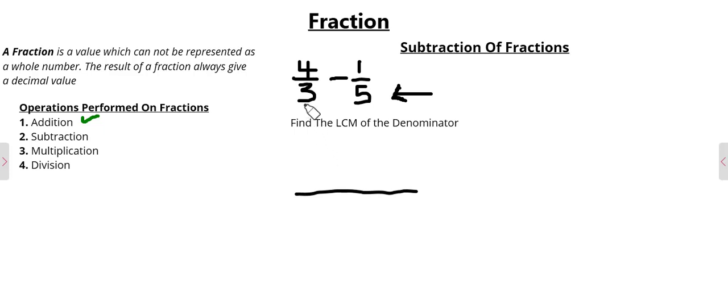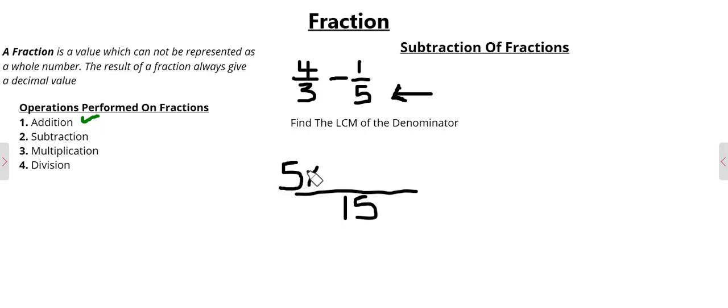So the LCM of 3 and 5, which is the least number that can be divided by 3 and 5, is 15. And you'll be wondering, how did I know? Yes, that is the least number which can be divided by 3 and 5 without a remainder. Now, like we did in addition, 15 divided by 3 is going to give you 5. So put down 5 there.